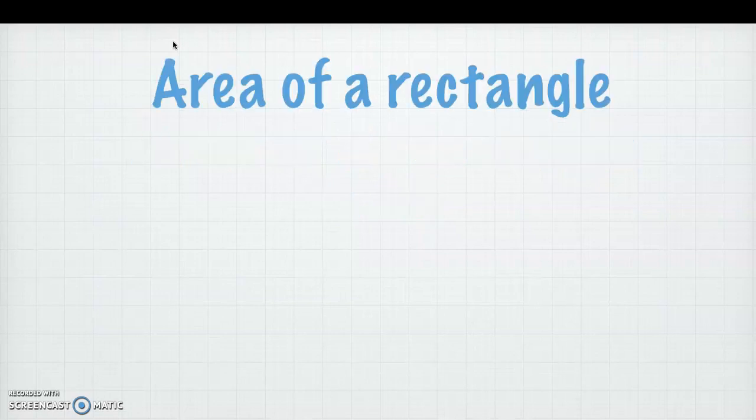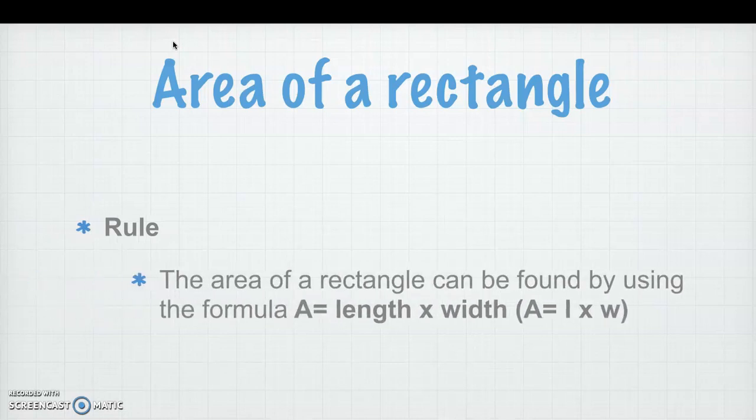But first off, we have to know how to find the area of a rectangle. So a rule is the area of a rectangle can be found by using the formula A equals length times width. A stands for area. Remember, for perimeter, we use P equals. For area, we're going to use A equals. So A equals length times width. An easier way to write that down is A equals L times W.